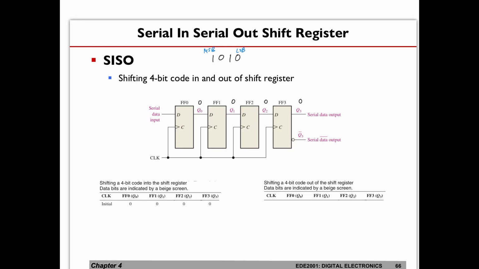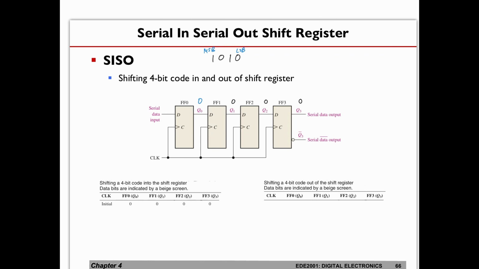Now we are going to start storing the data. I'm going to put the LSB data bit into the serial data input first, so I put a 0 here. Then at the next clock cycle, the output of the first flip-flop, FF0, will change its output to 0, which mirrors this input. This is what happens at the first clock cycle.